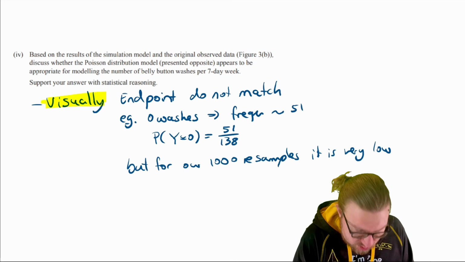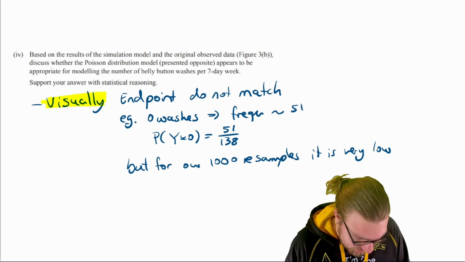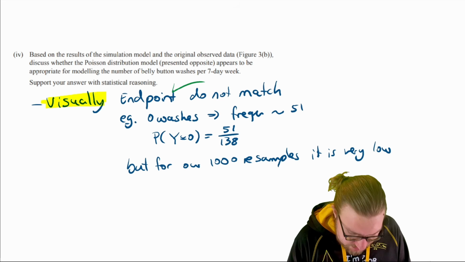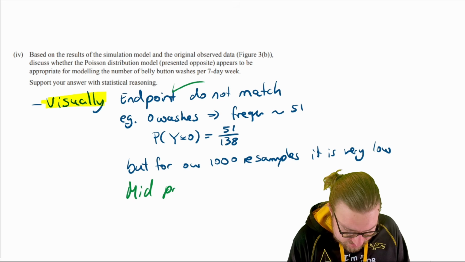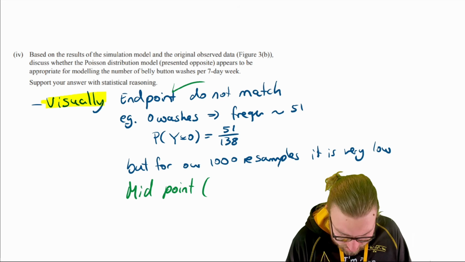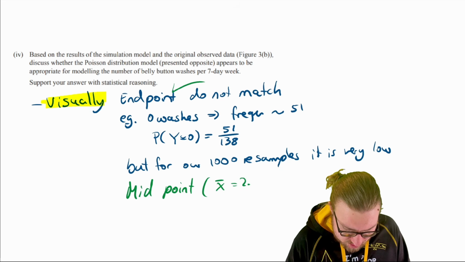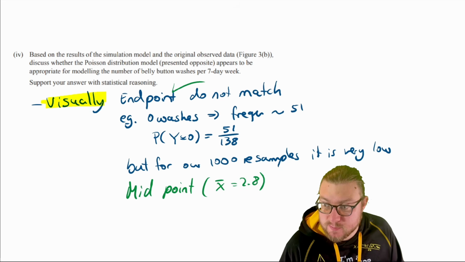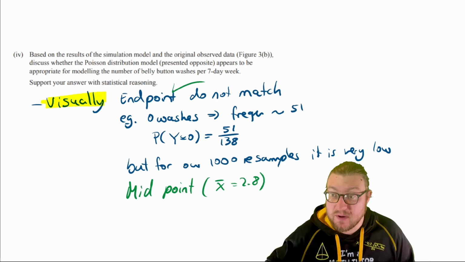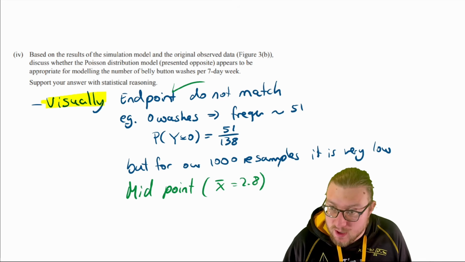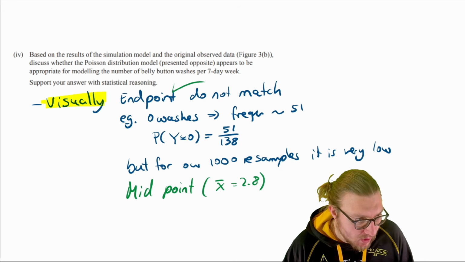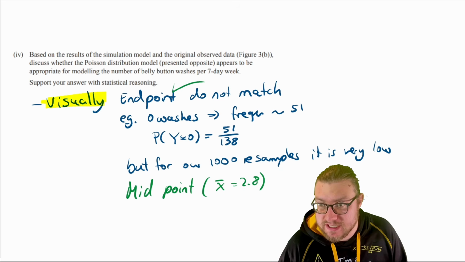So one part here is to talk about it visually. The endpoints don't match, and then also the midpoints. Well, we're talking here about the average mark, where we have the sample mean, which is about 2.8. So we have a spike in the resample, but we actually don't have that spike at all in our previous frequency table.